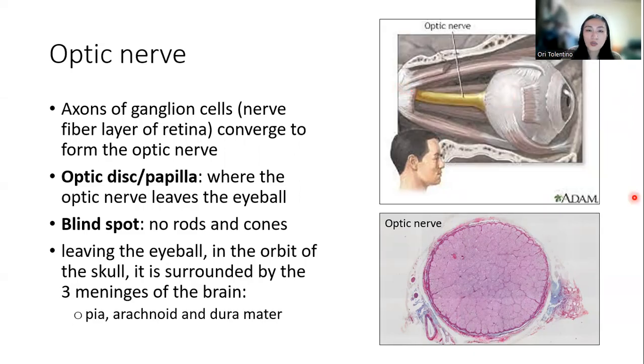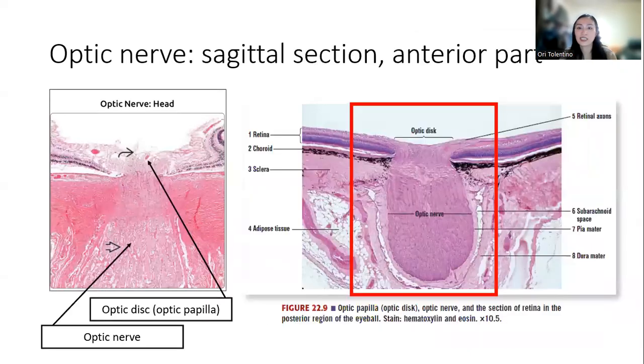Okay, so there are no rods and cones here. At this spot, you cannot see anything. So this is called your blind spot. I will tell you a little more about the blind spot later, okay? As you can see, as it leaves the eyeball in the orbit of the skull, it becomes surrounded by the three meninges of the brain, the pia, the arachnoid, and dura mater. So I'll show you in the next slides.